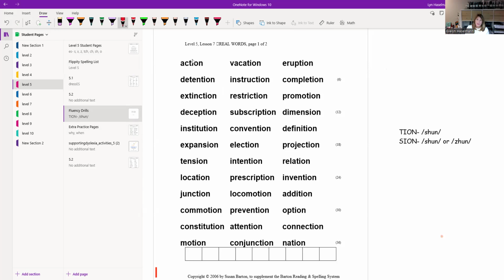So if I was having trouble decoding, I would probably box off the shun or zhun and start decoding that way. Action. I would box this off and I would, you know, have this mark the other. Vacation. Let's do prescription down here. Again, box it off. Mark it. Prescription. Open here. Closed here.